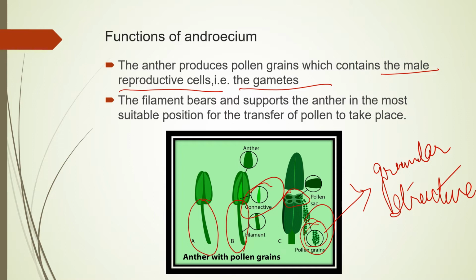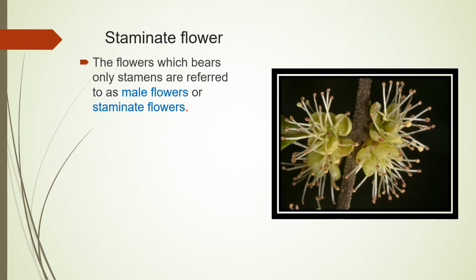Now let us see a different type of flower, which is called a staminate flower. So what is a staminate flower? This is a new term. The flowers which bear only stamens are referred to as male flowers or staminate flowers. Here you see the diagram. You can see that this has only the stamens. They don't have the female part, the ovary or the pistil. So these flowers have only the male part.